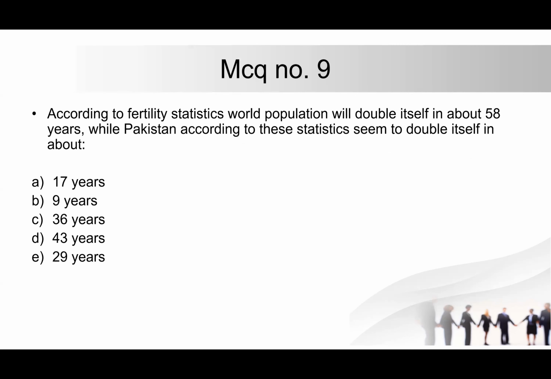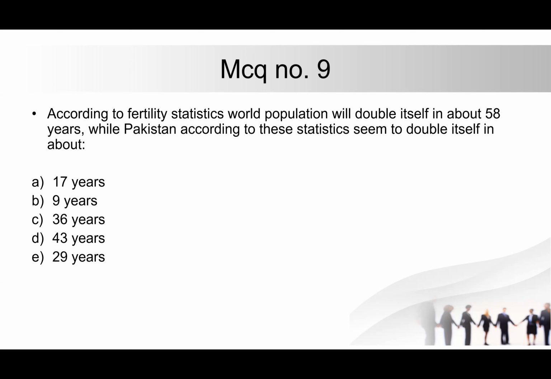According to fertility statistics, world population will double itself in about 58 years, while Pakistan, according to these statistics, seems to double itself in about 17 years, 9 years, 36 years, 43 years, or 29 years.